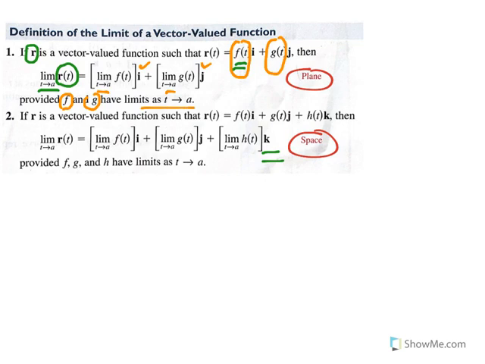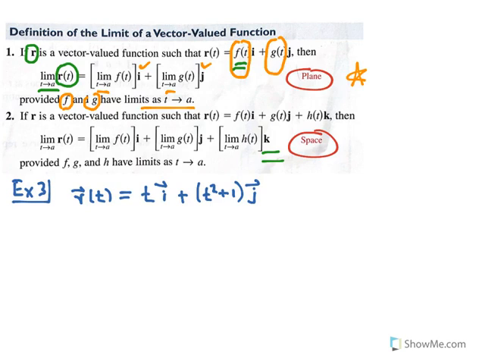So a summary of what this states is, if you want to find the limit of a vector valued function, you have to find the limits of the component functions. So we say we find the limit of a vector valued function on a component by component basis. Let's go back to the vector valued function we found in example 3, and we'll use that to demonstrate the definition of the limit of a vector valued function.